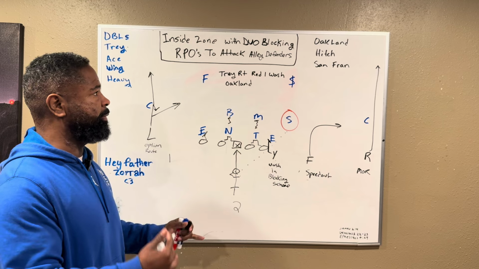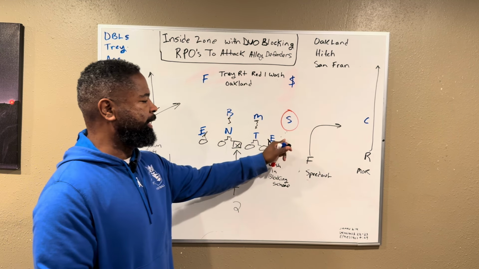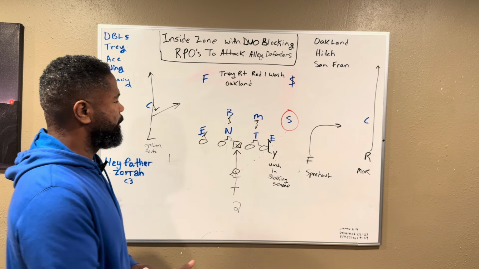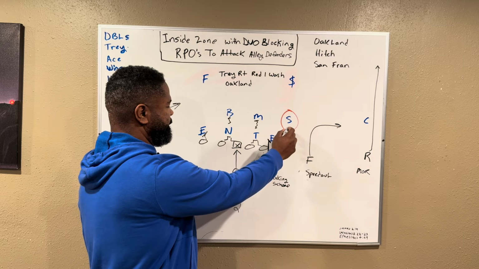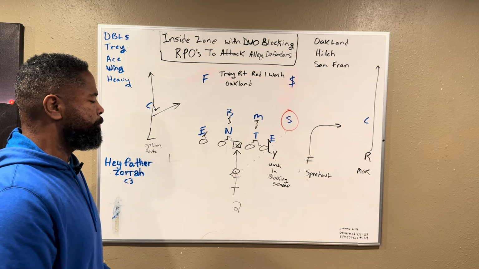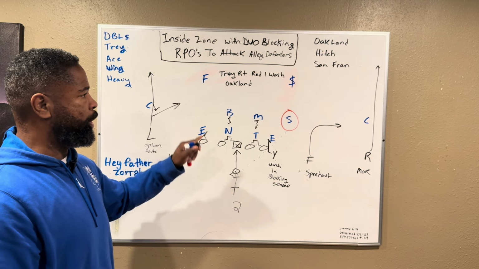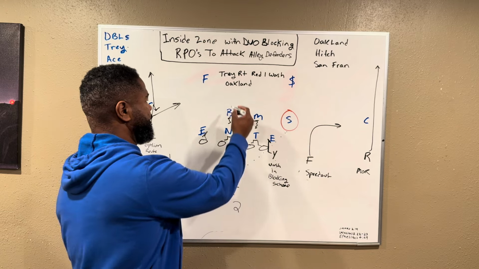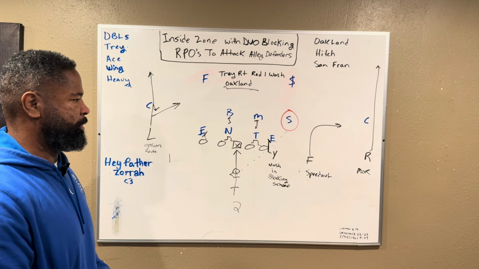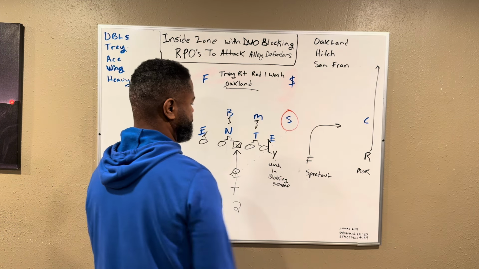But in this case, we're talking about post-snap RPOs and picking on alley defenders because that's likely going to be the run fitter. So if the alley defender is becoming a run defender and getting in the box, now what we do with our quarterback with our wash Oakland concept. So Oakland is our speed out package. Typically we have a stick route and an out route.